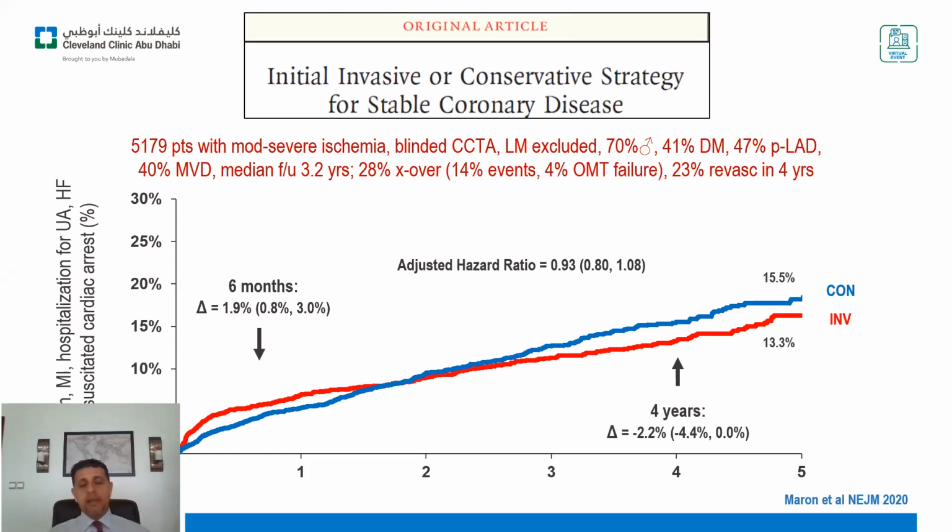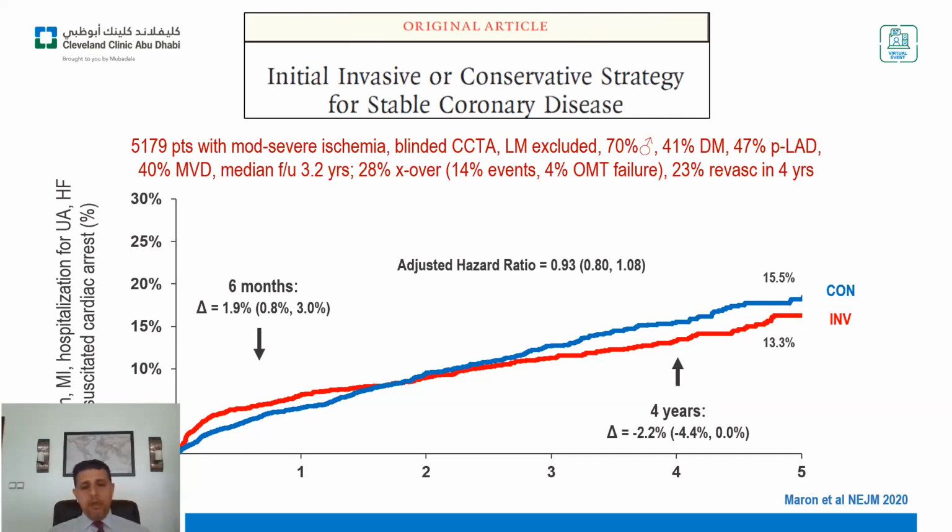Patients with left main disease were excluded with a blinded coronary CT angiogram, which also confirmed the presence of obstructive coronary artery disease. Patients in ISCHEMIA were not low risk by any chance. 50% of patients had proximal LAD involvement, 40% had diabetes, and 40% had multivessel disease.